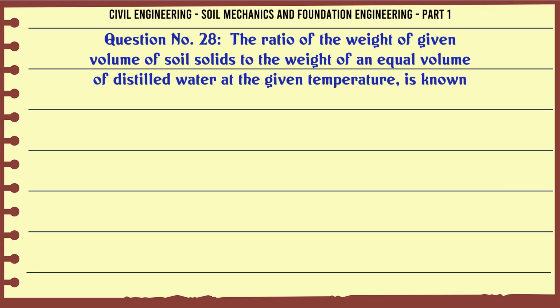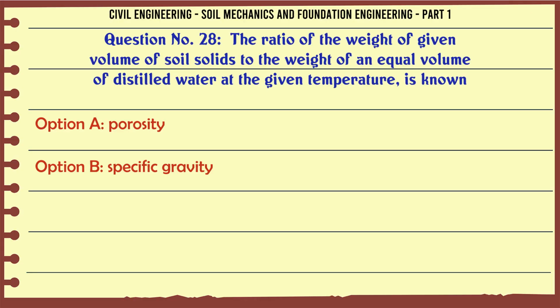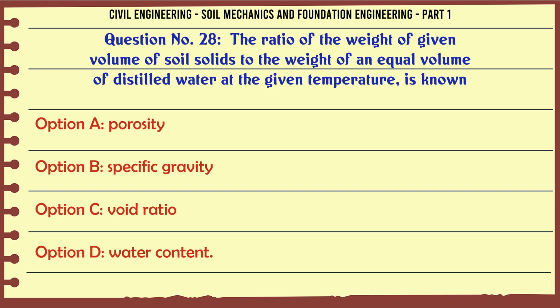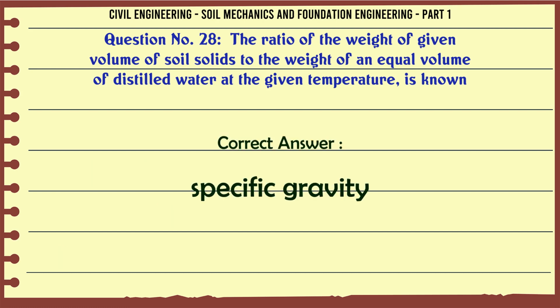The ratio of the weight of given volume of soil solids to the weight of an equal volume of distilled water at the given temperature is known as A. Porosity, B. Specific gravity, C. Void ratio, D. Water content. The correct answer is specific gravity.